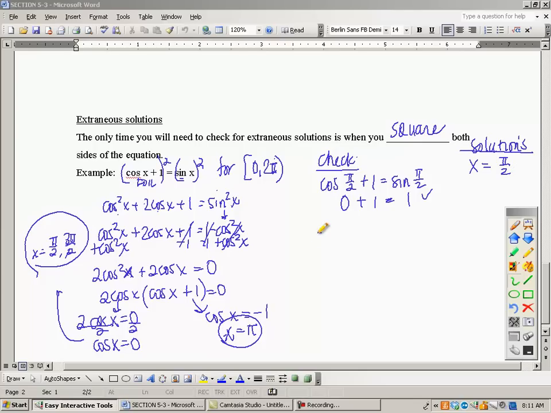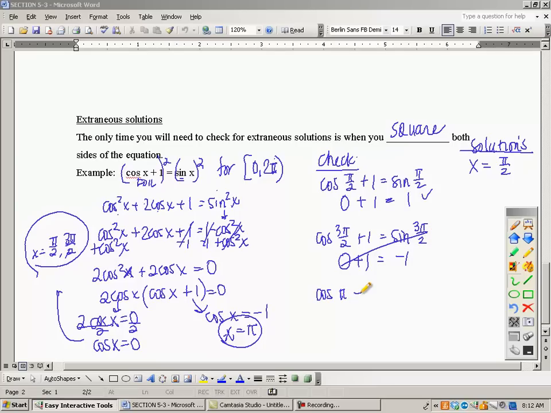All right, let's check the next one at 3 pi over 2. Does the cosine of 3 pi over 2 plus 1 equal the sine at 3 pi over 2? Well, the cosine at 3 pi over 2 is 0, 0 plus 1, but the sine at 3 pi over 2 is negative 1. And the answer in this case is no. So that's our extraneous solution, because 3 pi over 2 doesn't check back in.